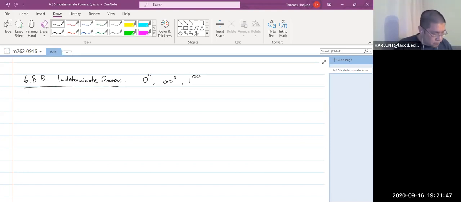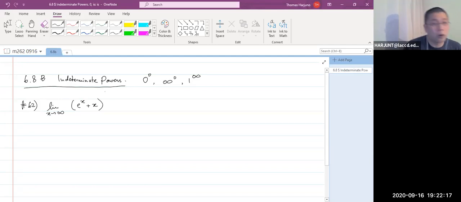Example. I believe I did number 58 last time. Let me do number 62 now. Number 62, limit x goes to infinity of e to the x plus x to the power of 1 over x. How do we compute this?